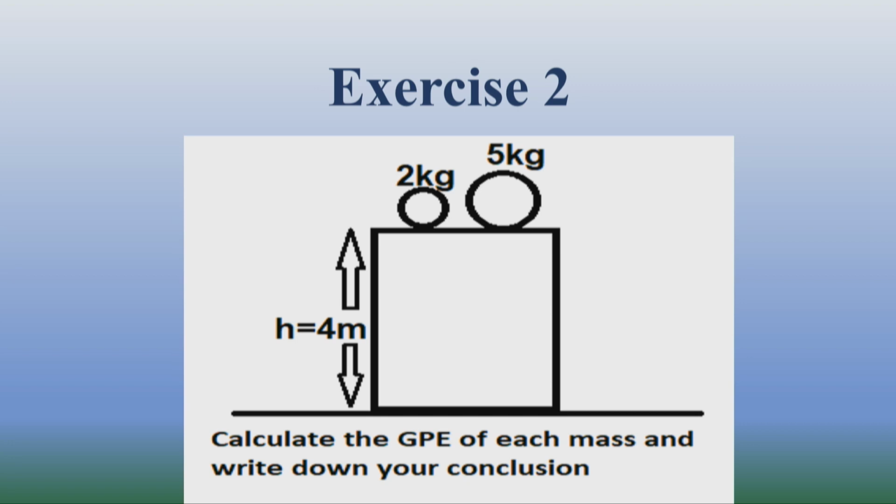We now move to our second exercise. In this exercise, we have two different masses placed at the same vertical height. We have to calculate the gravitational potential energy of each mass and write down a conclusion.